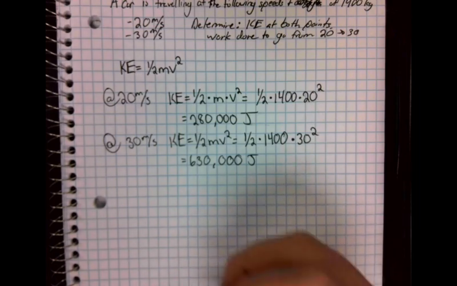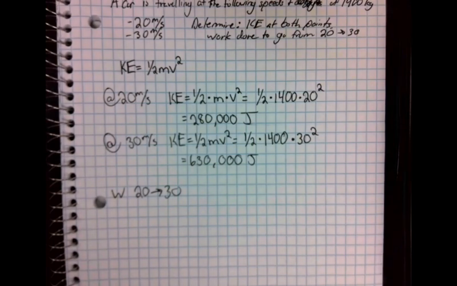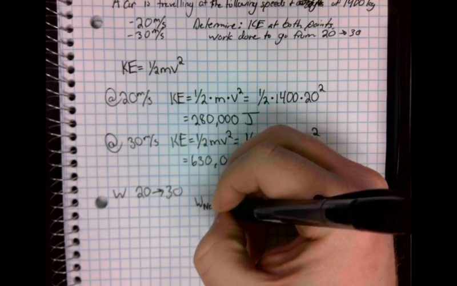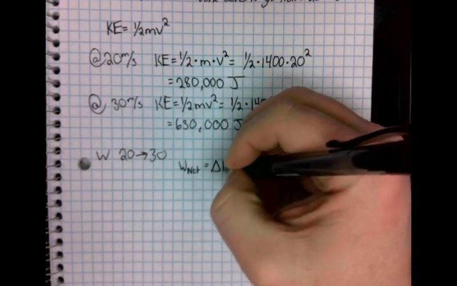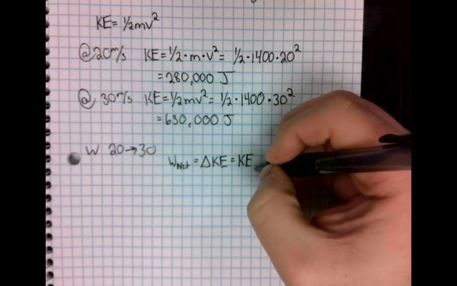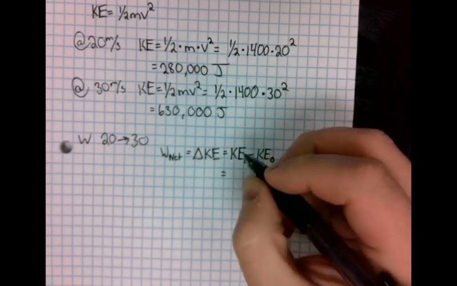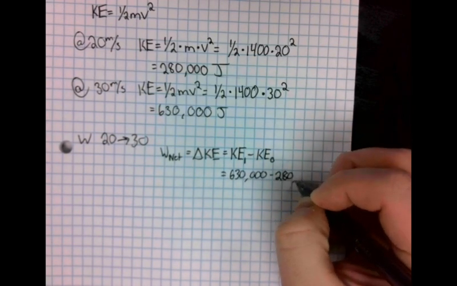Now the last question though asks how much work to go from 20 to 30. And here we're going to use our handy dandy thing that we mentioned back in the last section, which is the work energy theorem that we gave an actual equation to here, which is the net work, so W net, the net work is equal to the change in kinetic energy. Change in kinetic energy just means the kinetic energy at the final point minus the kinetic energy at the initial point. So at the final point we had 630,000. The initial point we had 280,000.